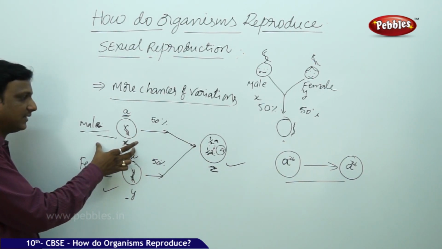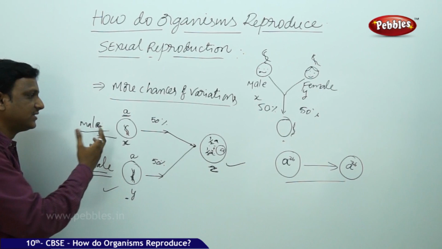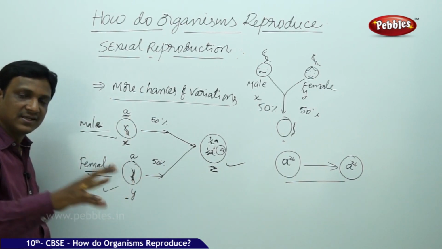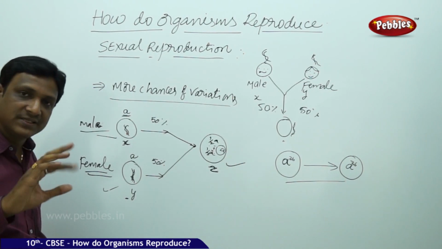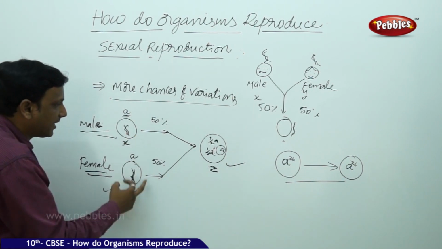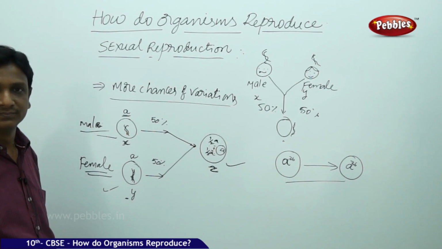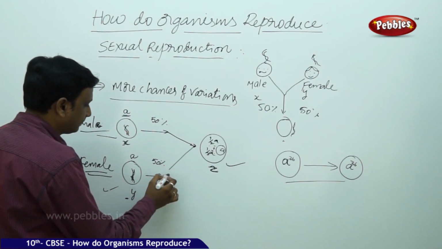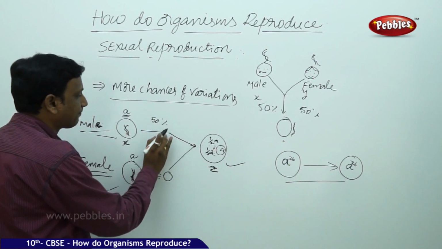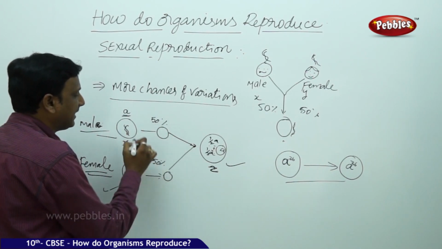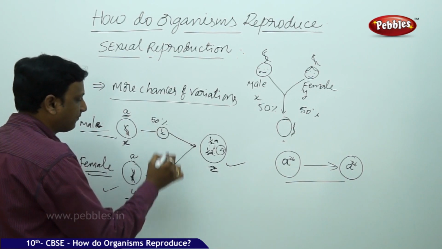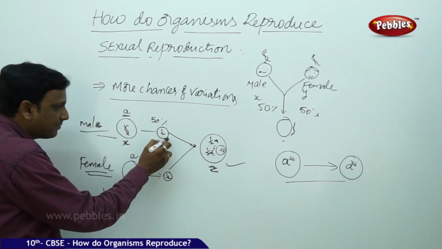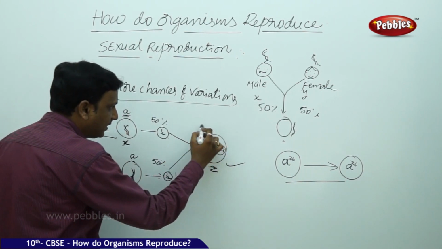Here male X has some variations. Here female Y has some variations. Two individuals with different variations are producing a cell, the zygote. The female produces a female cell and the male produces a male cell, which contain half the number of chromosomes of their original cell. These two cells join together and form a zygote.